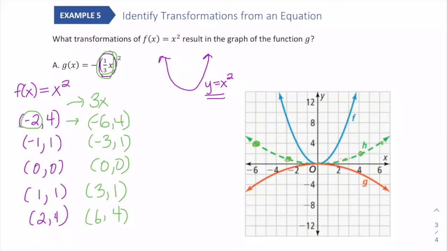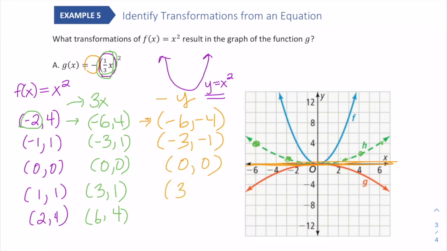Okay, now let's go to this negative that's outside. So remember, when we have a negative that is outside the parenthesis, that means it's being reflected on the x-axis. So it means all the y's will become negative. So I'm going to use this transformation. So it's -6, -4, -3, -1, 0, 0, 3, -1, 6, -4. So you can see right here, after we apply both transformations, we'll go from the blue graph, which is the parabola, to the orange graph.